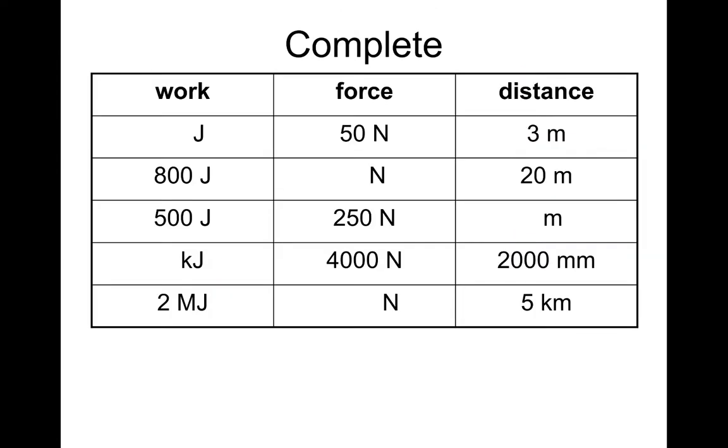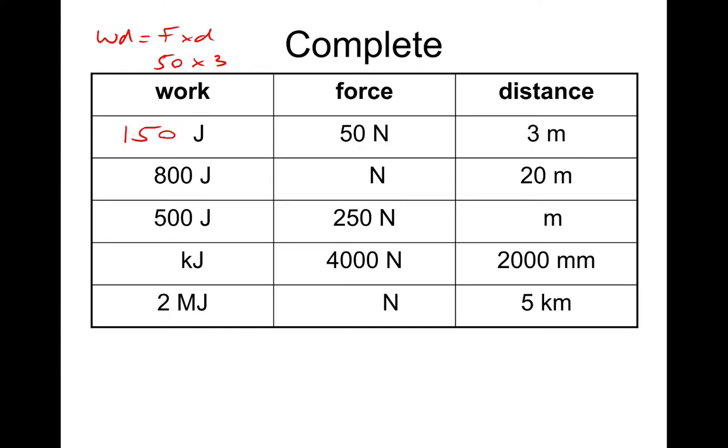So let's complete this. So pause and fill those in. So the first one is simply work done is force times distance. So I'm just going to put the working out up here. So FD. So it's just 50 times 3. So 50 times 3 gives us 150 joules.